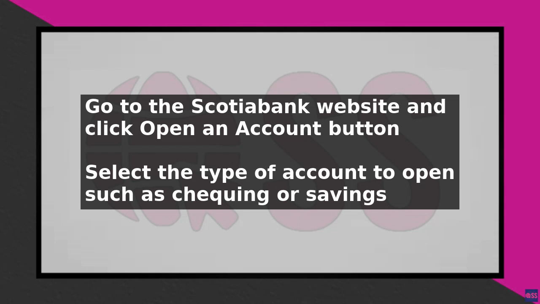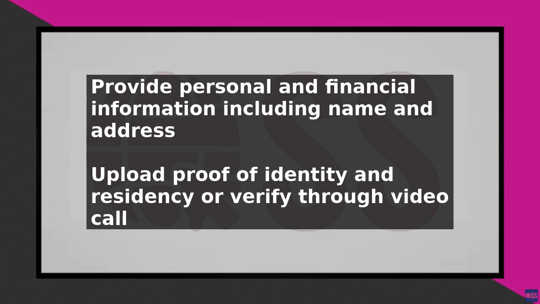Next, you will need to provide some personal and financial information, including your name, address, date of birth, and social insurance number. You will also need to provide proof of identity and residency, which can be uploaded online or verified through a video call with a Scotiabank representative.